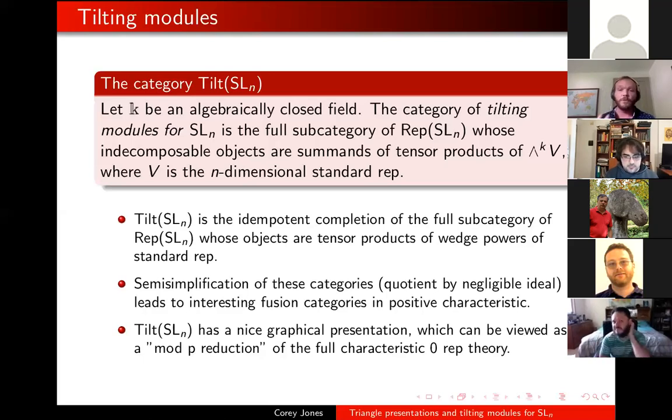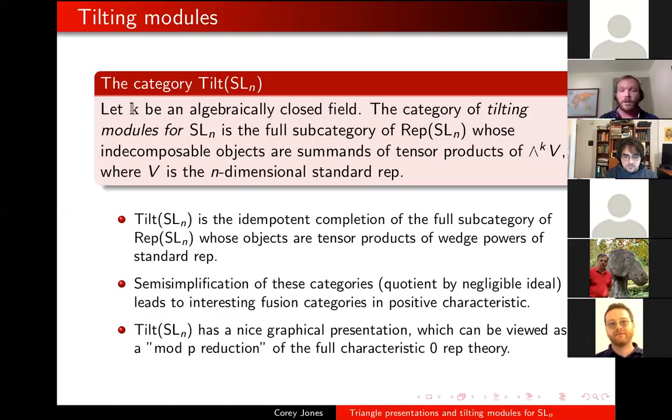And so the reason that I'm interested in these things, my background is really from the point of view of fusion categories. And if you take semi-simplifications of these categories by quotienting by the ideal of negligible morphisms, you get really interesting fusion categories in positive characteristic that are parallel to those interesting in characteristic 0. If you take quantum groups at roots of unity and you take tilting modules and semi-simplify, you get categories with the same kind of fusion rules.